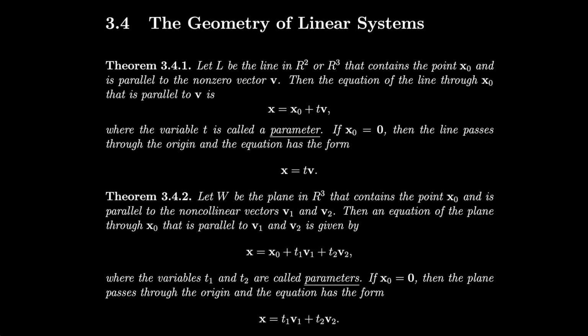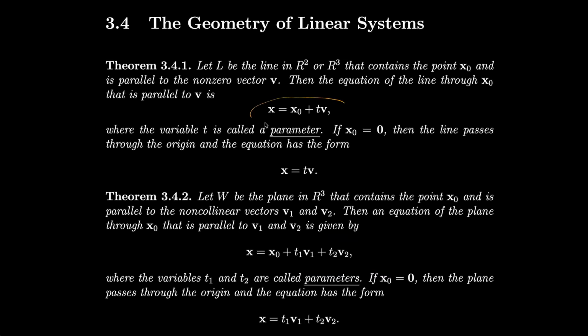If x0 is 0, the zero vector, then the line passes through the origin and the equation has the form x equals tv. Let W be the plane in R3 that contains the point x0 and is parallel to the non-collinear vectors v1 and v2. Then an equation of the plane through x0 that is parallel to v1 and v2 is given by x equals x0 plus t1 v1 plus t2 v2.